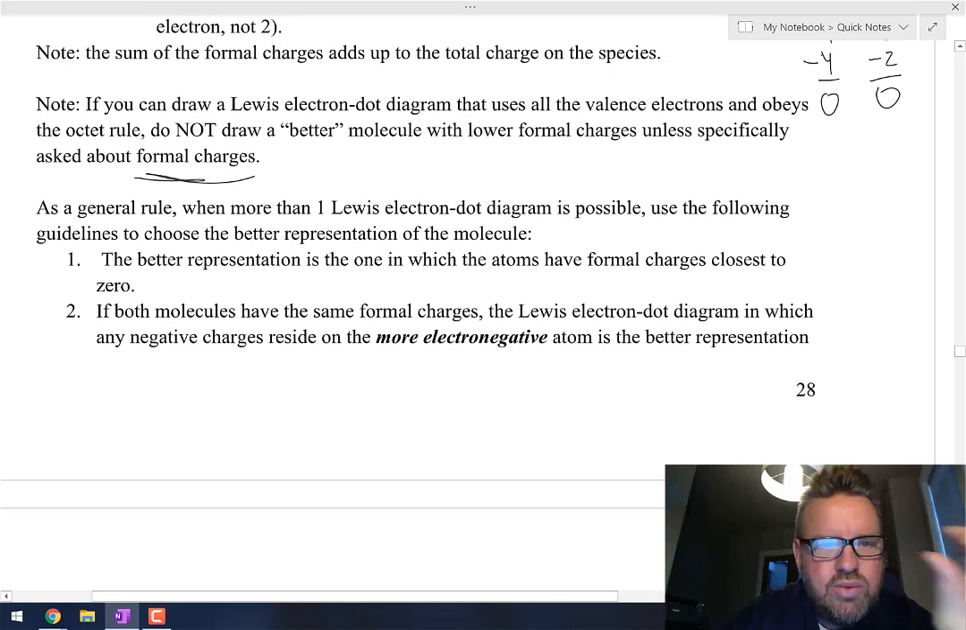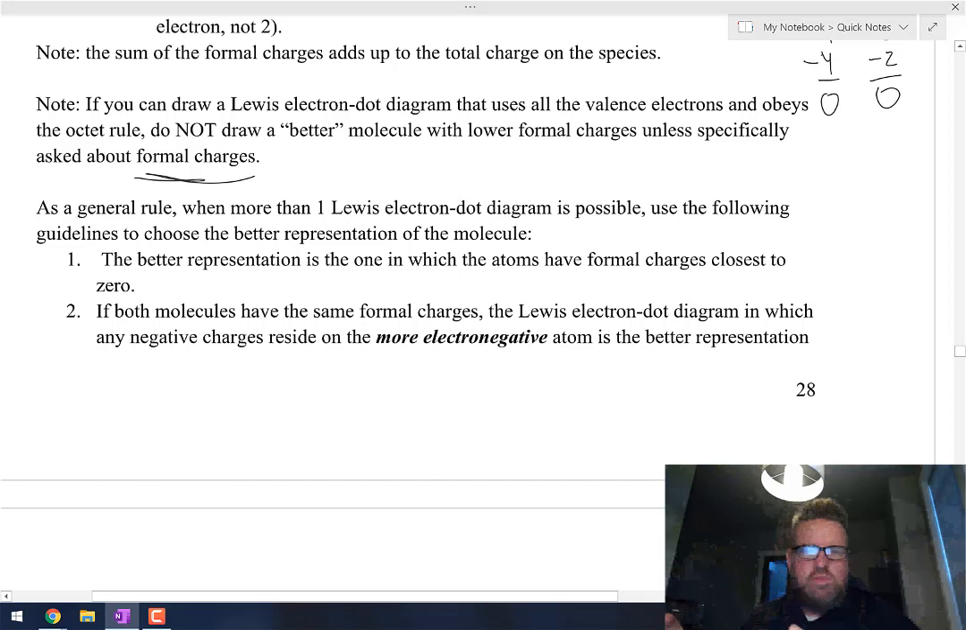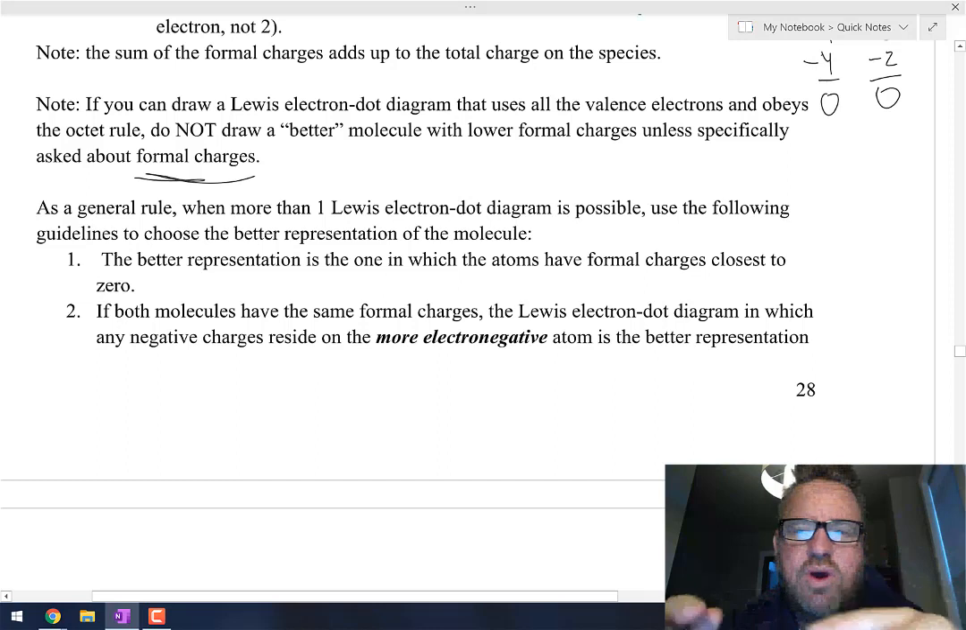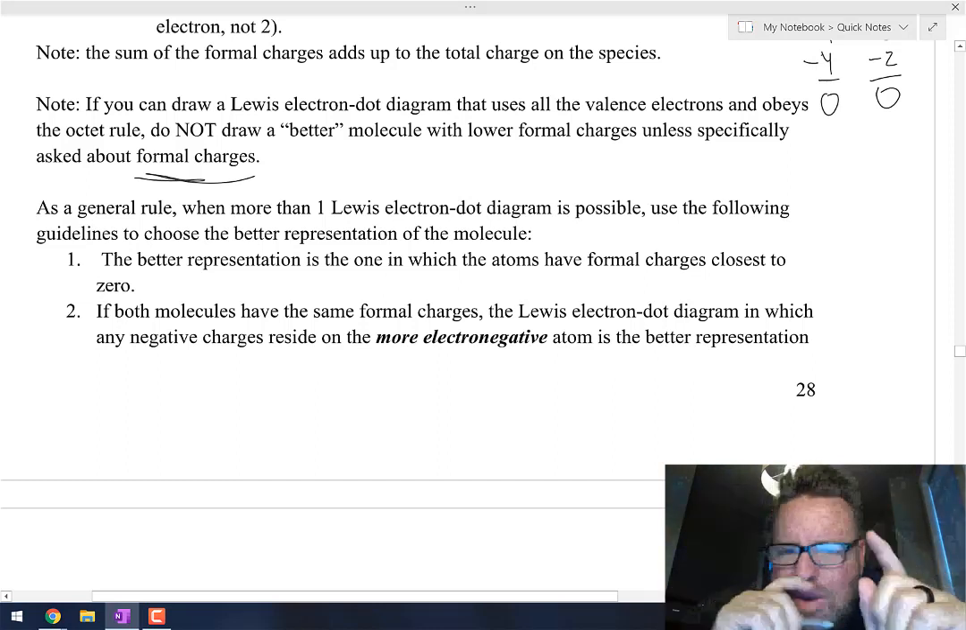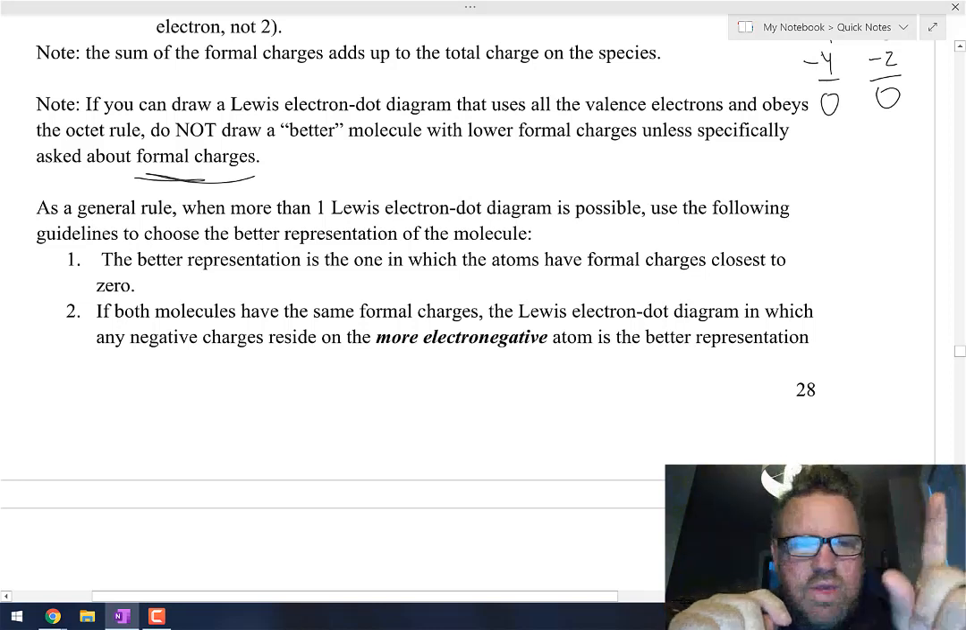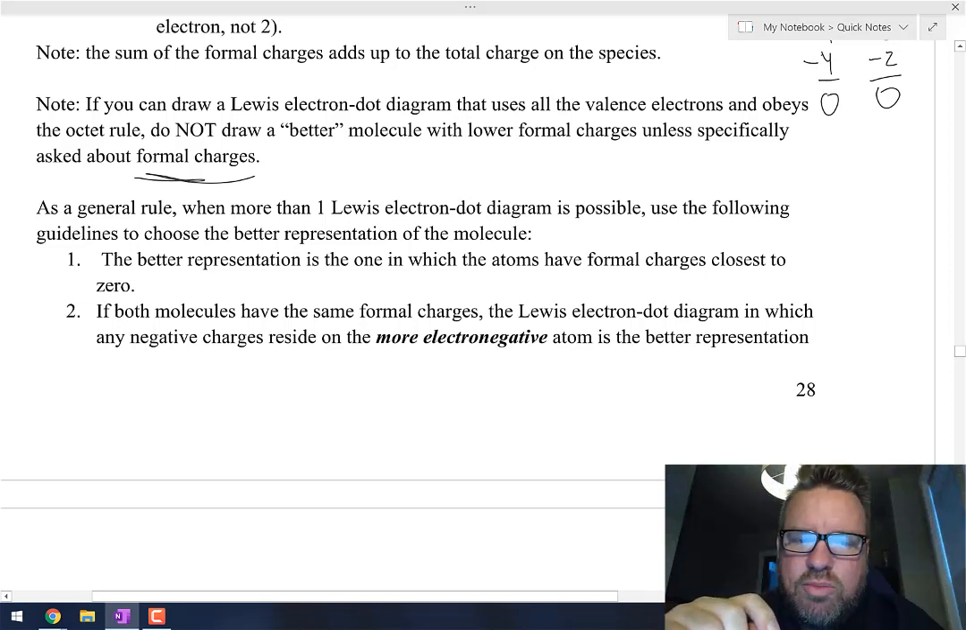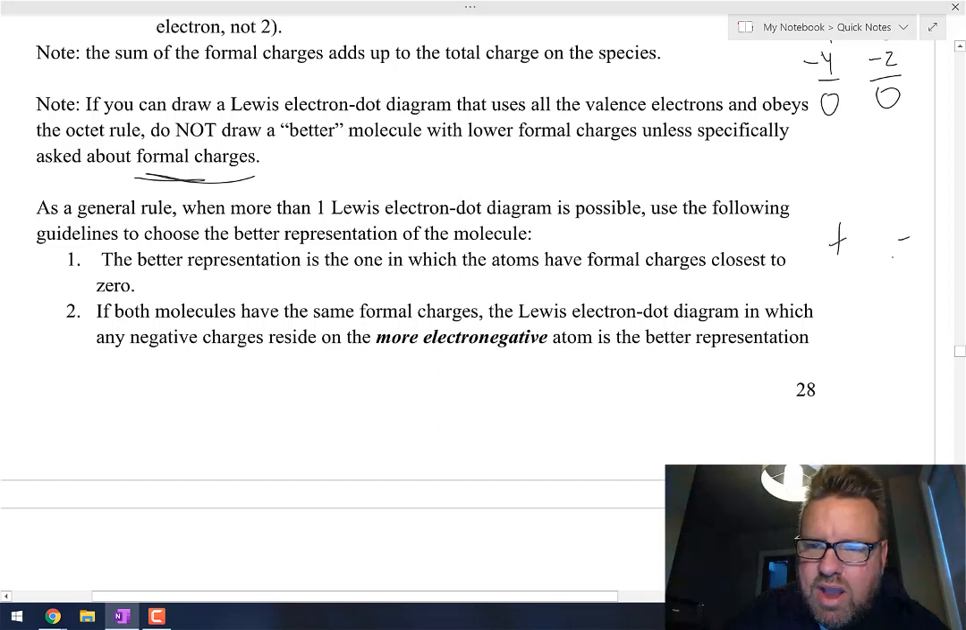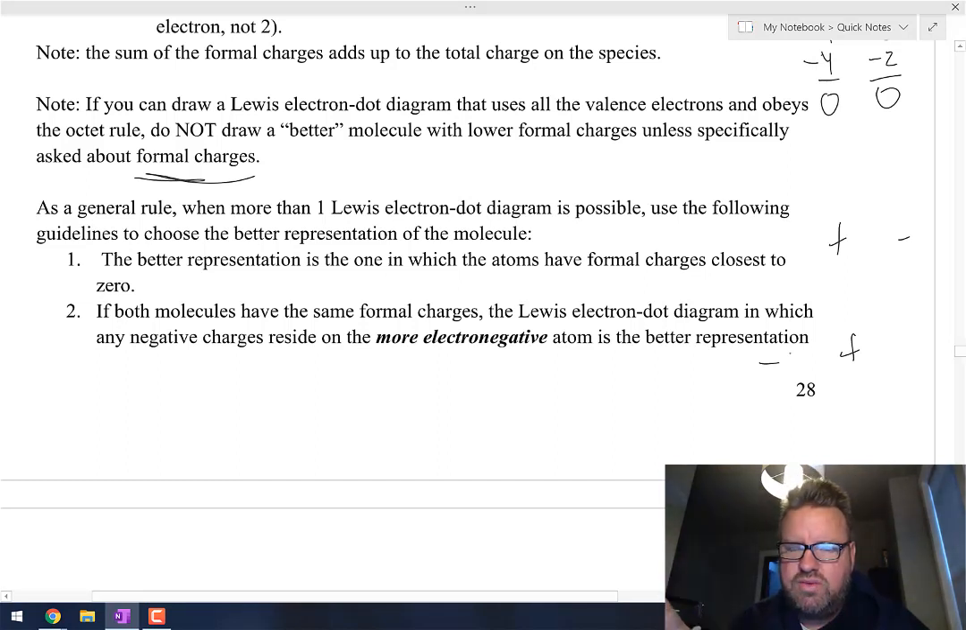Okay, now in general, the better representation is the one that has fewer formal charges on it. So usually with formal charge, the way you determine which one's better is by which one has fewer or no formal charges on the atoms. If both molecules happen to have the same formal charges, and yes, this has come up on the AP test, let's say there's a plus 1, minus 1, and then a plus 1, minus 1 on different things. Well, wait, which one's better? There's a plus 1 and a minus 1 on both.